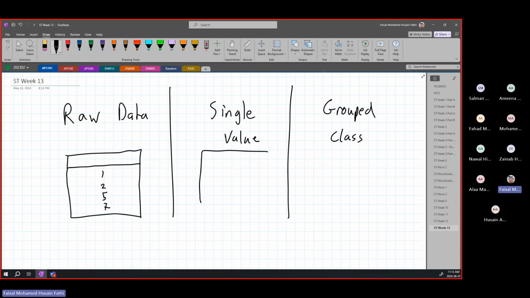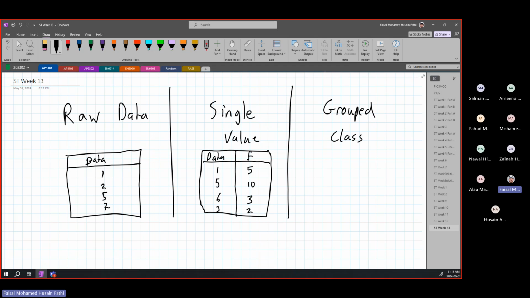Single value is when you have a table, so this is basically just the data itself. Single value is when you have one value over here, like let's say 1, 5, 6, 3. This is your data point. And this is your frequency, so how many times it is occurring. Let's say 1 is occurring 5 times, 5 is occurring 10 times, 3, 2. So you have a single point of data and it's occurring over and over, depending on the frequency.